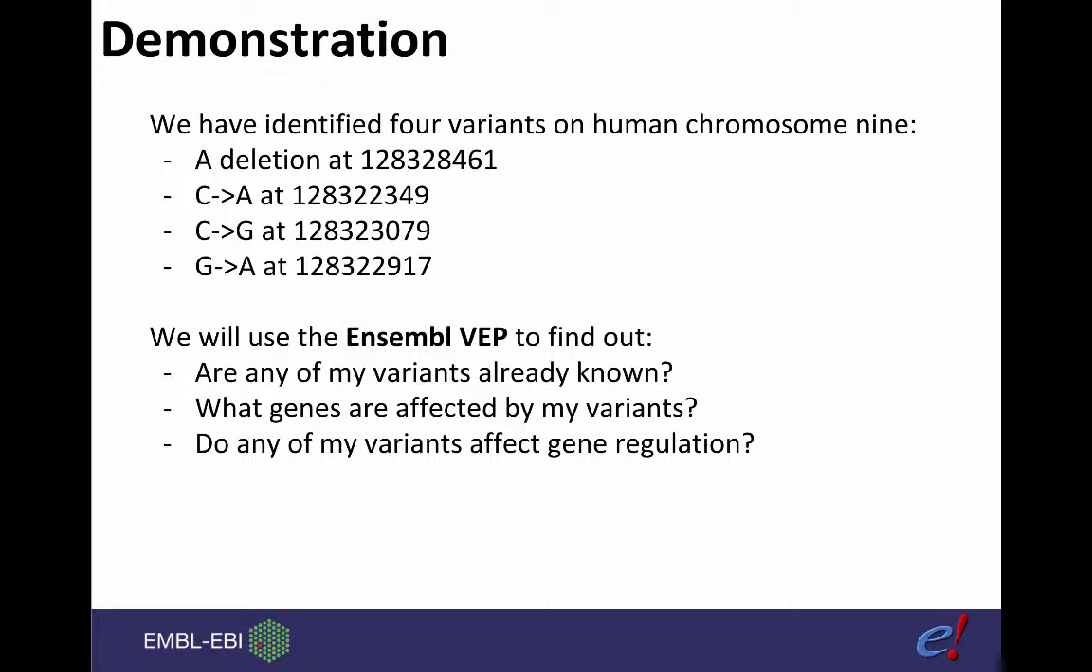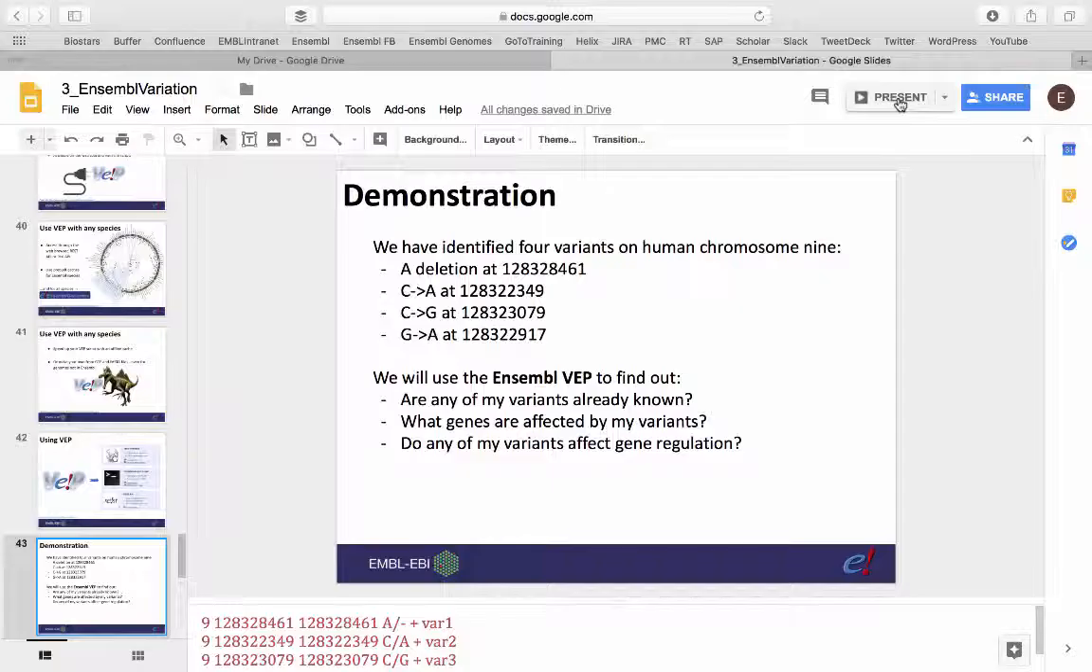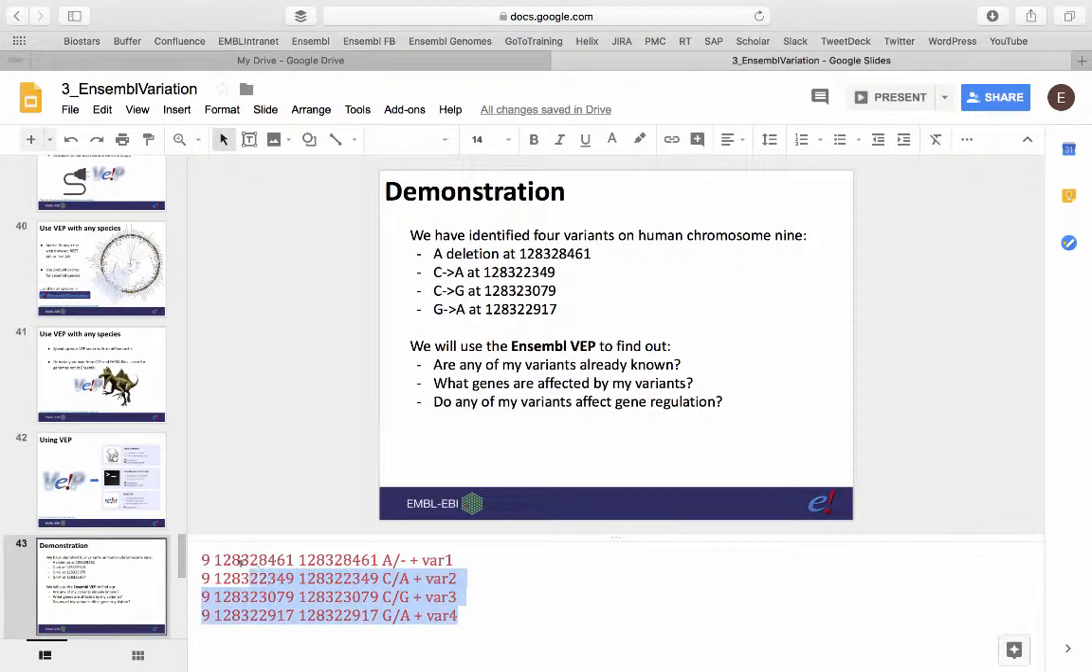We're going to launch into the demo now. We've identified 4 variants on chromosome 9, so a single deletion and then several SNPs, and we're going to use the Ensembl VEP to find out whether these are already known, what genes are affected, and how to prioritize these variants. So I'll jump out of my presentation. I've handily already formatted these correctly in my notes, so I'm just going to copy these, and we're going to go back to our browser.